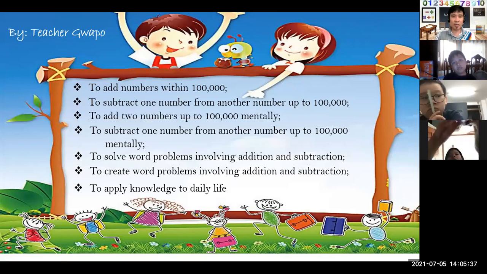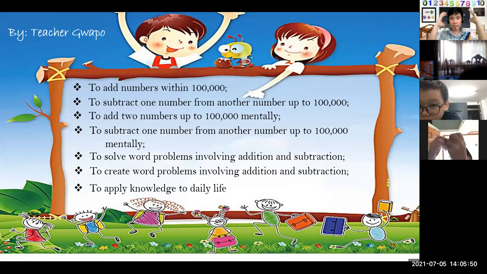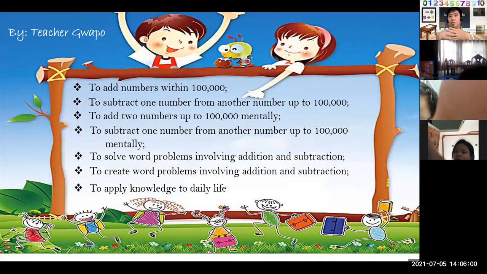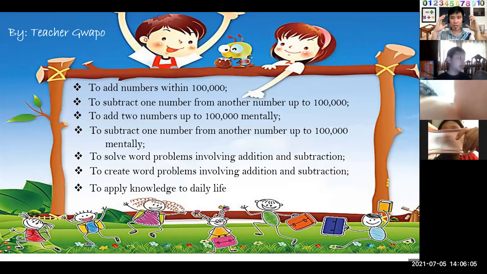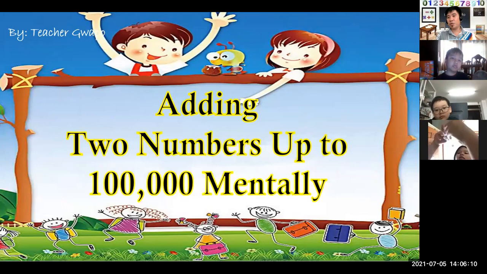And for today, we will try to add two numbers up to 100,000 mentally. No pencil we will be using. So we will just use our mind, because not all the time do we have our pencil with us, and sometimes we don't have a paper, so we will try to use our mind only to add numbers without using a pencil. Okay, so we call it adding two numbers up to 100,000 mentally.